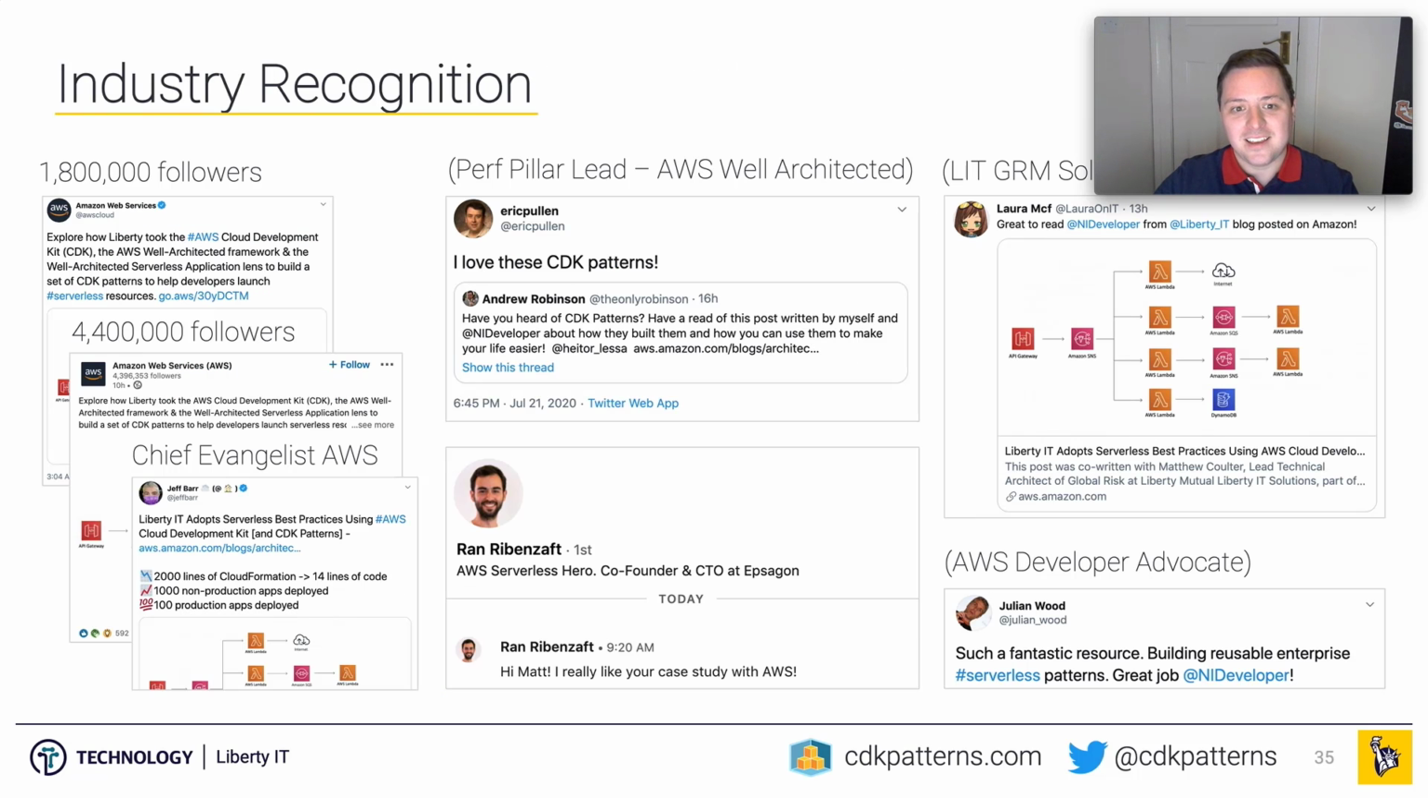So that then gained a bit more traction. Andrew Robinson from the AWS Well-Architected team asked me, could we do a blog post together for the Well-Architected blog? And of course I said yes. So we did that. It got shared on AWS's social media to over 6 million people. Jeff Barr tweeted about it.